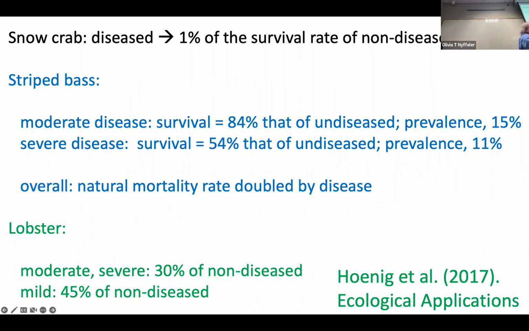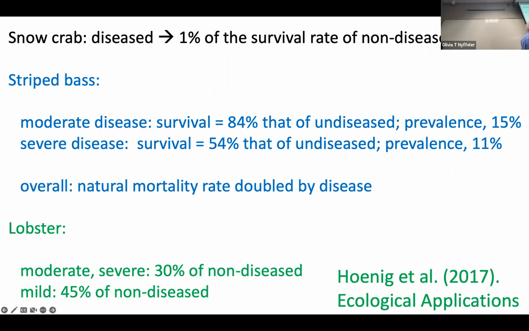And it's interesting that the bitter crab disease in Newfoundland is episodic, meaning most years it's low, and then you'll find a year where, oh, it's 20% or 50% of the animals have it. So when you see it, yeah, those animals are going to die. For striped bass, animals with moderate disease, so just some of the blotches, have 84% of the survival of undiseased animals, and the prevalence at the time of the study was about 15%. And severe disease, about 11% of the animals have really ugly sores, and their survival was about half that of undiseased animals. So if you combine those, weighting them by prevalence, it seems like it basically doubled the natural mortality rate of striped bass in Chesapeake Bay.